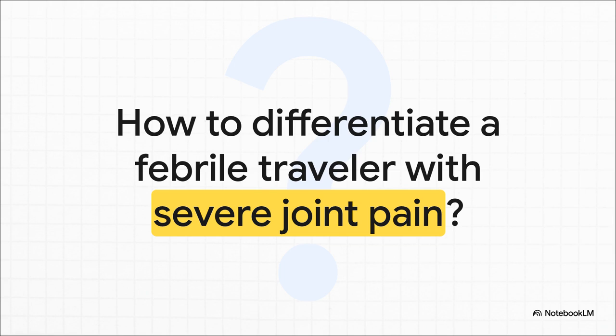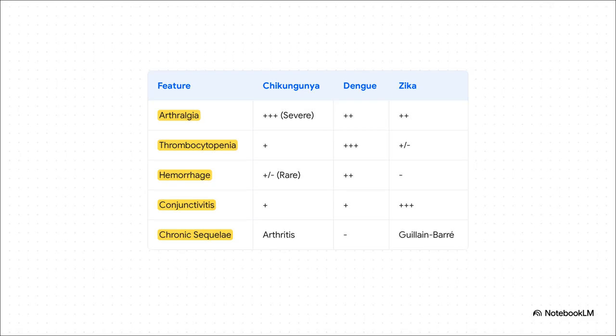So how do you start to tease them apart, just based on the clinical picture, before you even get lab results back? When you look at the key differences, the one thing that should scream Chikungunya virus is the severity of the arthralgia. It is the defining feature. Sure, dengue can cause joint pain, but with dengue, you should really be looking for that profound thrombocytopenia and any hemorrhagic signs. Zika, on the other hand, is usually a bit milder, but is much more likely to come with conjunctivitis.